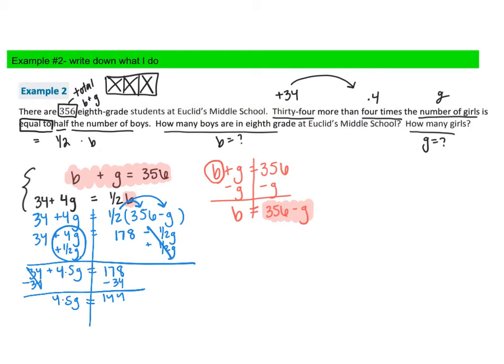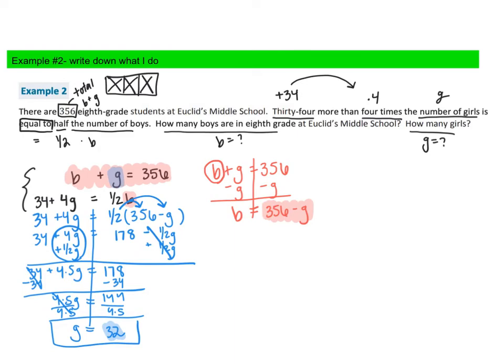I'm going to divide both sides by 4.5. And I end up getting that the number of girls equals 32. So there's 32 girls at Ulysses Middle School. Now I need to find the boys. So I'm going to plug this new knowledge that the girls is 32 into this equation right here.